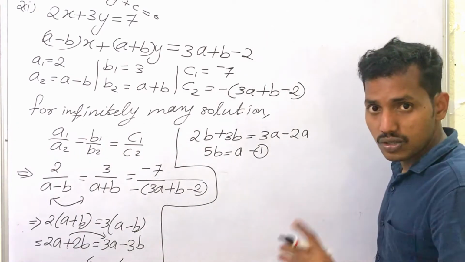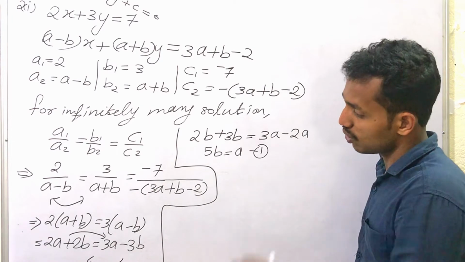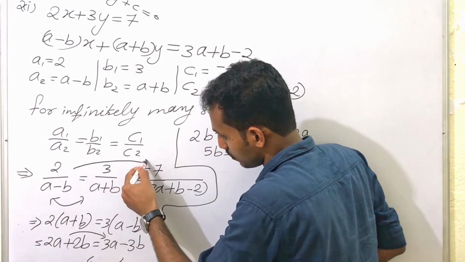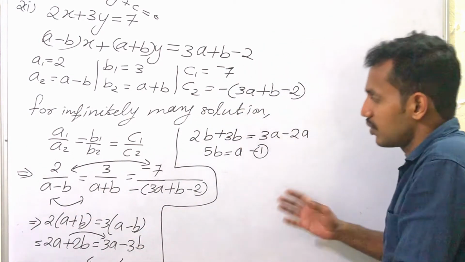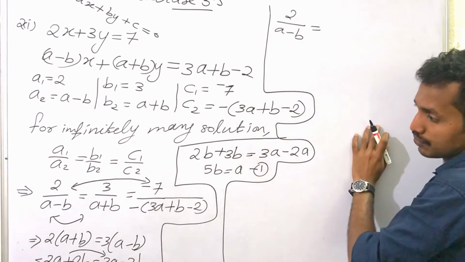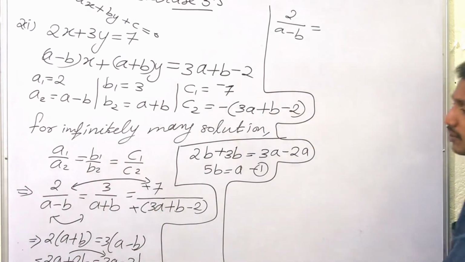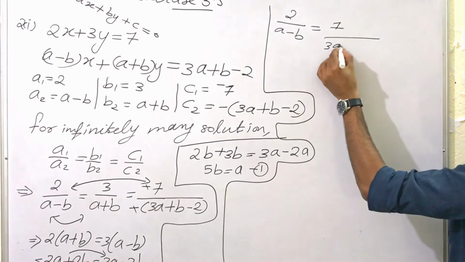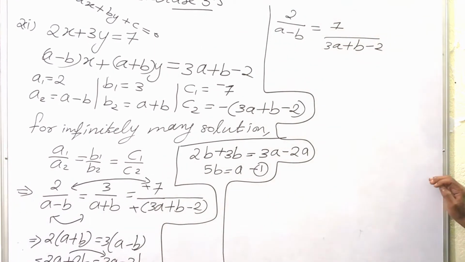Next, one more relation is needed because as it contains two variables, we need two relations or two equations to solve it. So for that, I am taking these two. You can take these two also, no problem. Either way you can solve. 2 by (a minus b) is equal to, here both have minus sign, so we can cancel it, 7 by (3a plus b minus 2). Clear? This is the another relation.